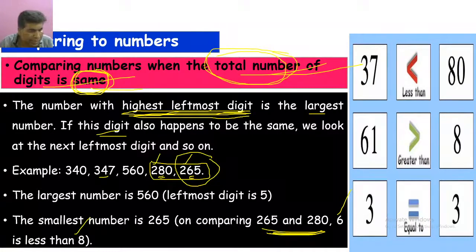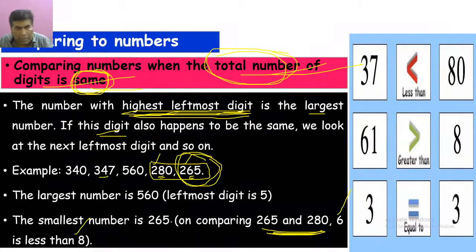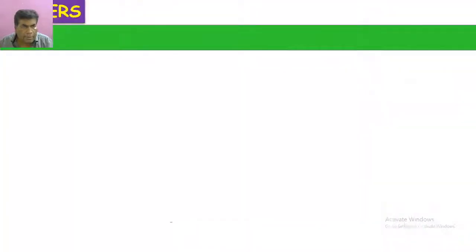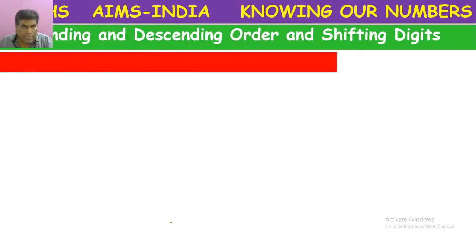So many of you gave the correct answer. Okay, 6 is less than 8, so that's why 265 is less than 280. Like that, we can compare the numbers, whether the number of digits are the same or different, with the help of these symbols. So next, ascending order, descending order and shifting digits.